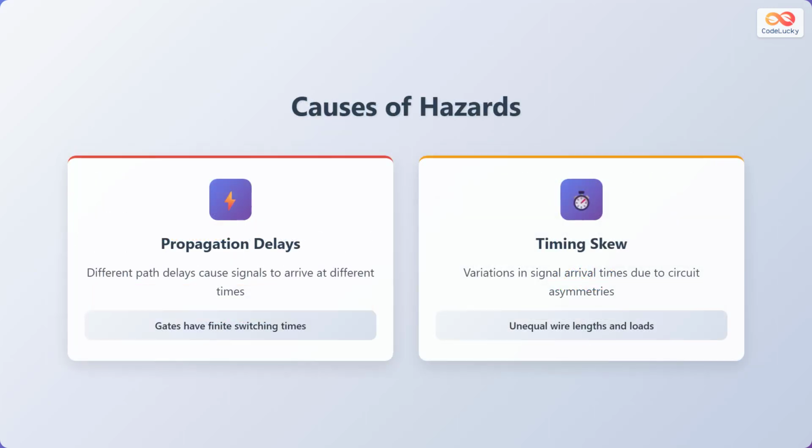What causes these hazards in digital circuits? The two primary causes are propagation delays and timing skew. Propagation delays are the time it takes for a signal to propagate through a gate. Since gates have finite switching times, different path delays cause signals to arrive at different times. Timing skew refers to variations in signal arrival times due to circuit asymmetries, such as unequal wire lengths and loads. Therefore, propagation delays are due to gates having finite switching times, and timing skew is due to unequal wire lengths and loads.